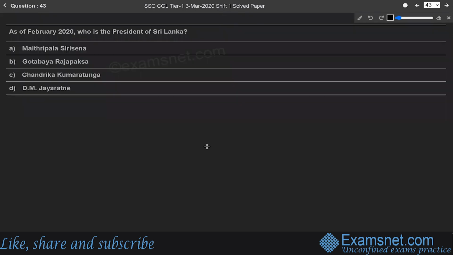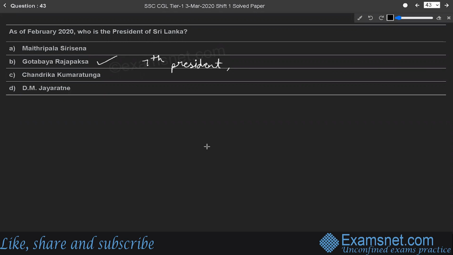Next question is, as of February 2020, who is the president of Sri Lanka? Let us have a look towards the options. Options are Maithripala Sirisena, Gotabaya Rajapaksa, Chandrika Kumaratunga, or DM Jayaratne. So as of February 2020, the president of Sri Lanka was Gotabaya Rajapaksa. He was the 7th president of Sri Lanka.